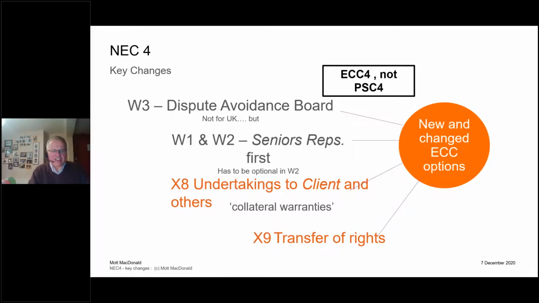Undertakings to the client and others. New language, different language, but basically we're talking collateral warranties. NEC3 didn't have collateral warranties. NEC4 does: option X8.